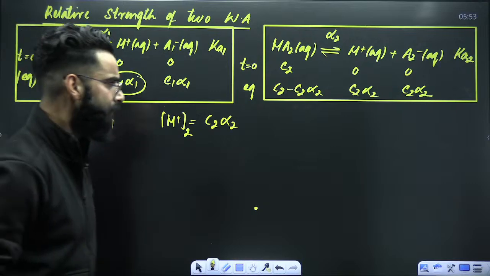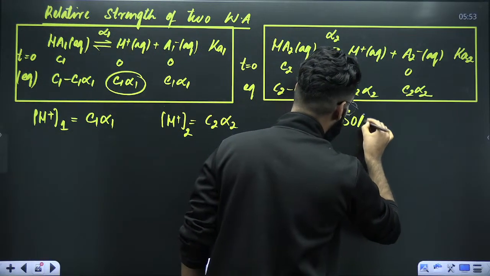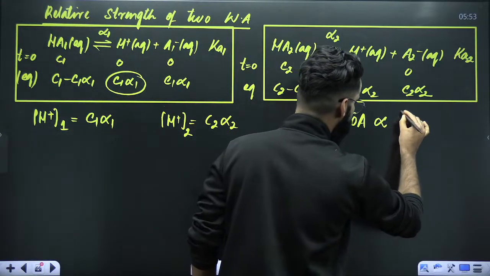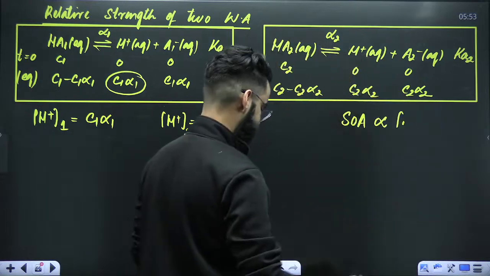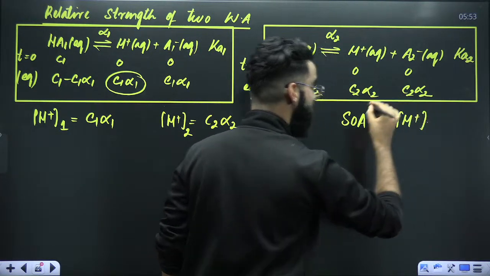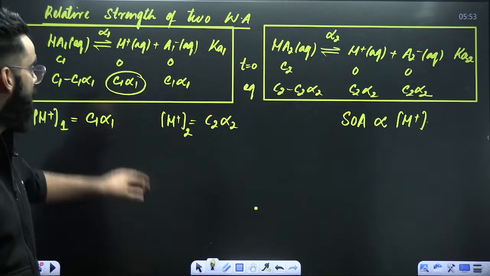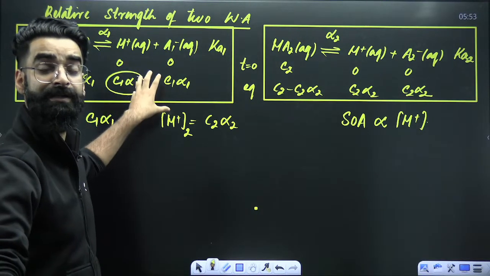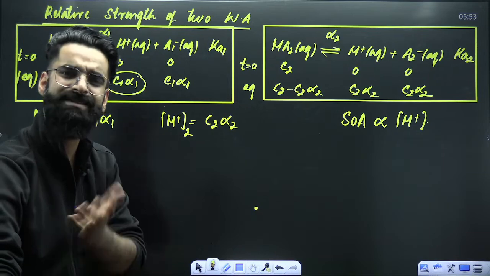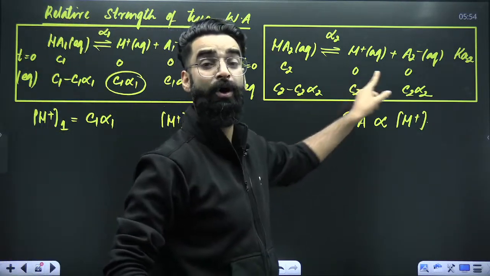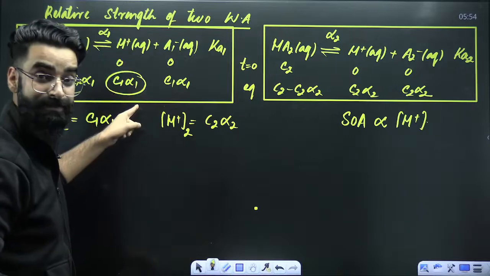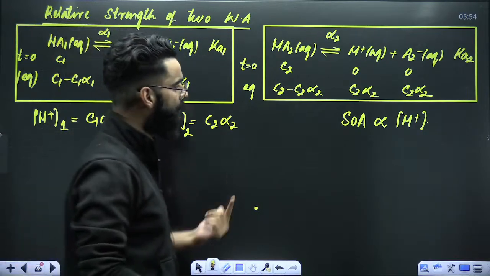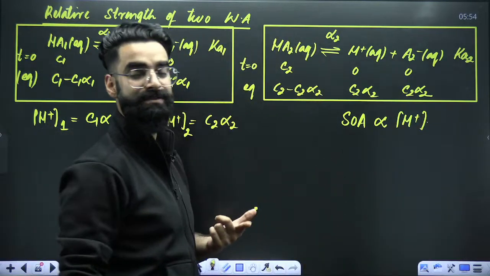Now, let me clearly tell you, when you talk about strength of an acid, it is directly proportional to H positive ion concentration in the container. More the concentration of H positives in the container, stronger is going to be the acid. As simple as that. So strength of acid depends on the H positive ions which you are getting from the acid. More the H positive ions you are getting from the acid, stronger is going to be the acid, right? So do remember, strength of acid is directly proportional to the concentration of H positive.